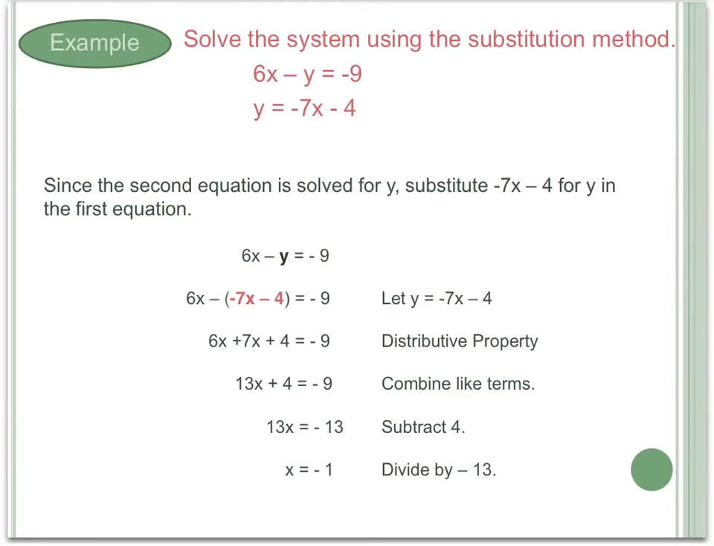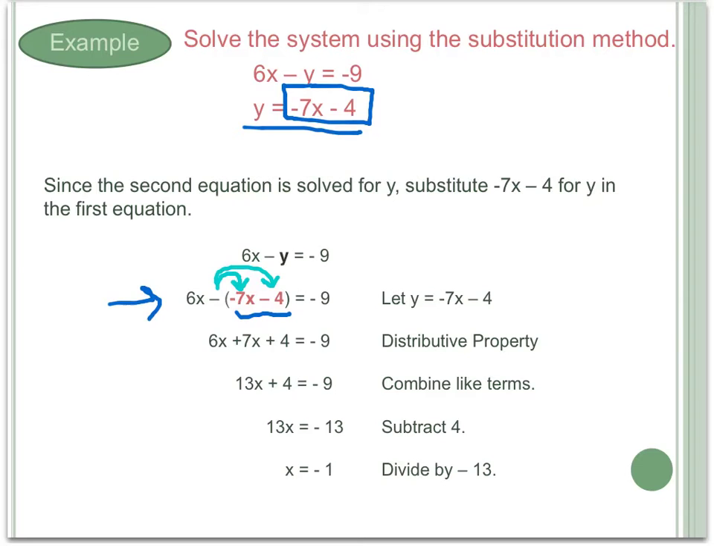Now, let's do an example using the substitution method. Solve the system 6x minus y equals -9 and y equals -7x minus 4. Since the second equation is solved for y, we can substitute that -7x minus 4 into the first equation for y. When doing so, we're left with 6x minus (-7x minus 4) equals -9. We can use the distributive property to distribute this -1 into the -7x and into the -4.